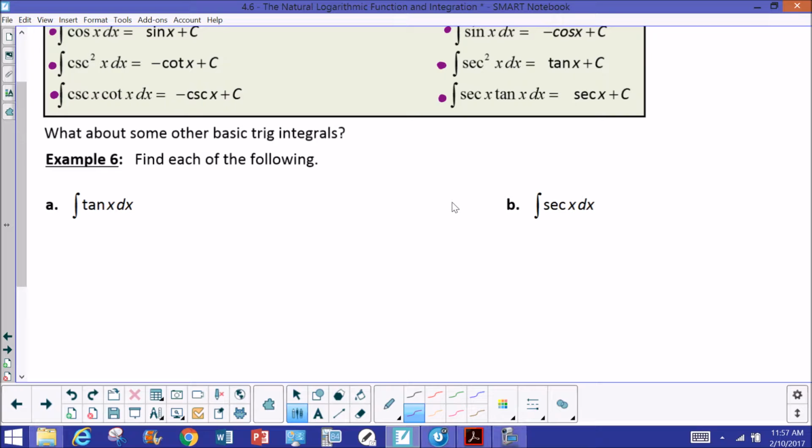Now, in order to take the antiderivative of tangent, though, you will have to do a little trigonometric identity work on it. You'll have to figure out what is another way to say tangent of x. Maybe the most common way to say tangent of x, and that would be sine of x over cosine of x. Hopefully, a lot of you were thinking that.